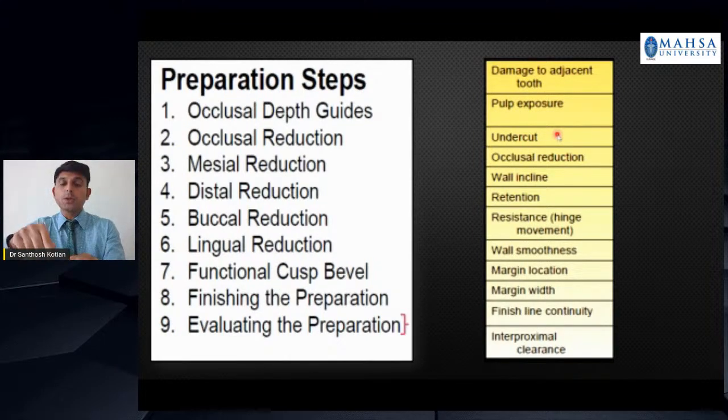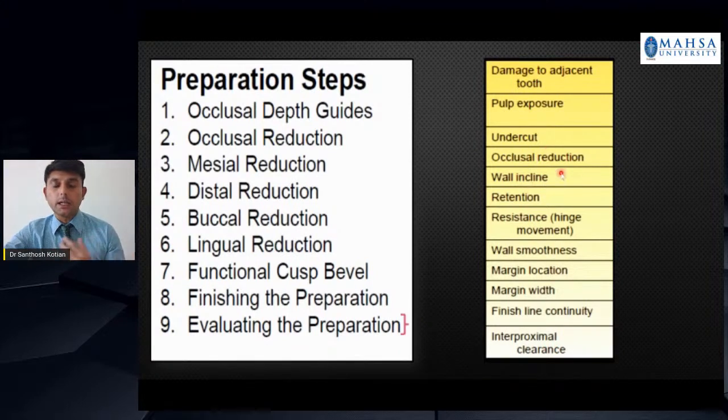Constantly you should have a smooth movement. The tip should smoothly move over the finish line and the body of the burr should smoothly move over the axial surface. If you get any jerks here and there, mark that area and just trim in that area only. Similarly, that's how you check for undercuts and wall inclines.